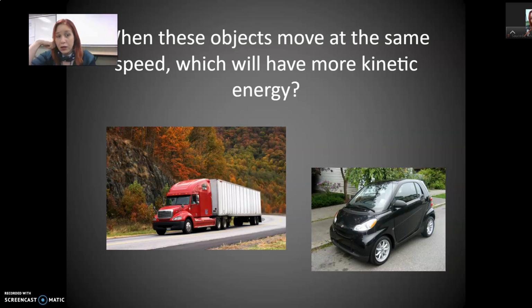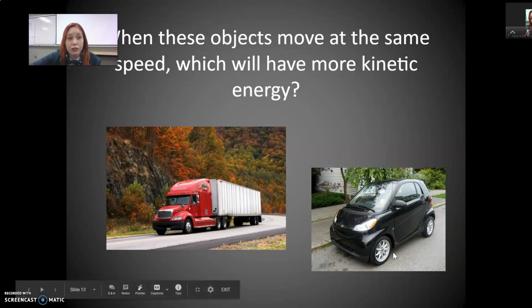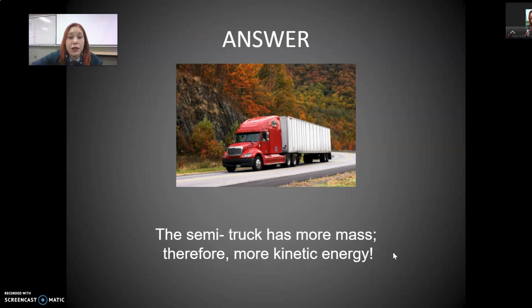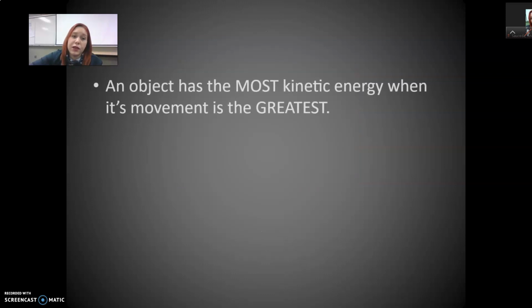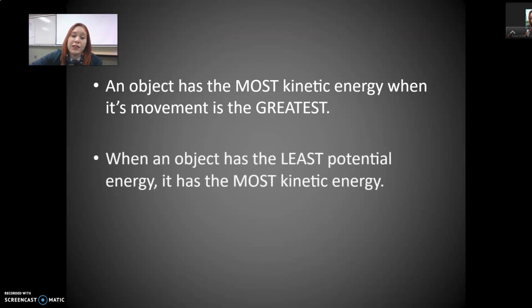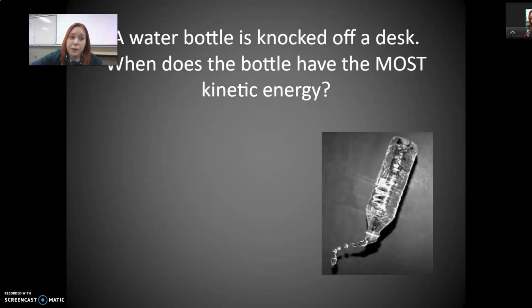So when there are two objects moving at the same speed, like a truck or a little car, which one would have more kinetic energy? The truck would have more kinetic energy because it has more mass. An object has the most kinetic energy when its movement is the greatest. When an object has the least potential energy, it will have the most kinetic energy.